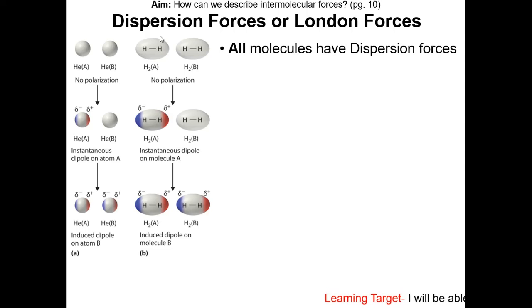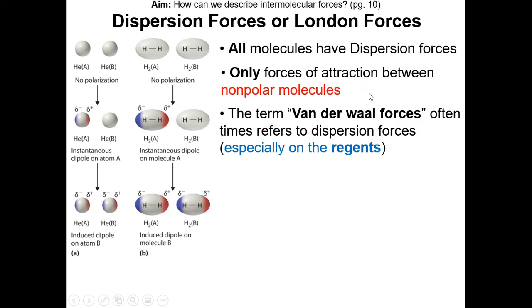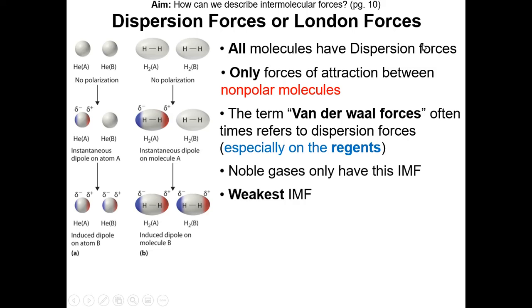All molecules and atoms have dispersion forces. It is caused when two atoms or molecules come close together, they will polarize, causing the electron density to shift to one side, which causes an induced dipole, as you can see from this diagram. Nonpolar molecules only have this force of attraction. The term van der Waals forces often refers to these dispersion forces, especially on the Regents. On the Regents, if you see the term van der Waals forces, it is referring to dispersion or London forces. Noble gases only have this intermolecular force as well.